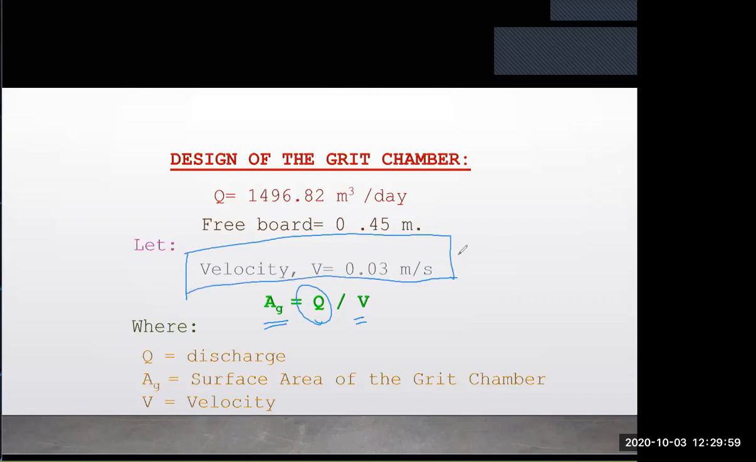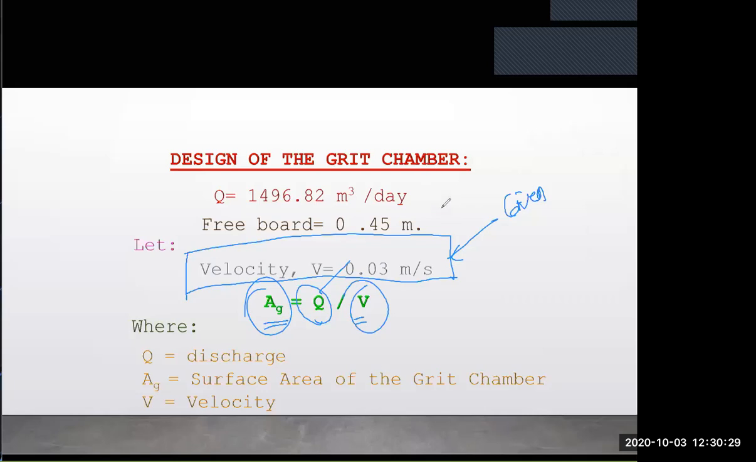Let's assume that your velocity, ay ito pa pala. I'll give you a table of the velocity later on. The permissible velocity entering your grit chamber should be a given, so that you can now determine the area of your grit chamber. You know Q, you know V, then substitute, you get the area. Q is the discharge, AG is the surface area of the grit chamber, and V is the velocity.